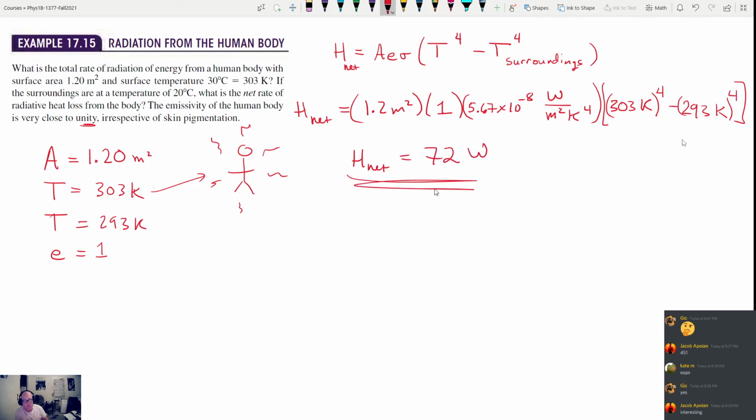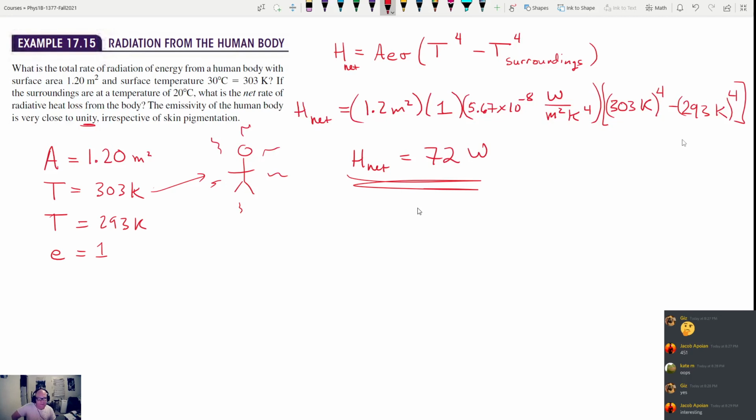Watts. This, I think, is about twice as big as the heat flow into the cooler that we got earlier, right? The heat flow into the cooler was like 35, 36, something like that. This is just about double. That means that the heat flow out of your body is about half as much as the heat flow into styrofoam. Just kind of interesting to think about.